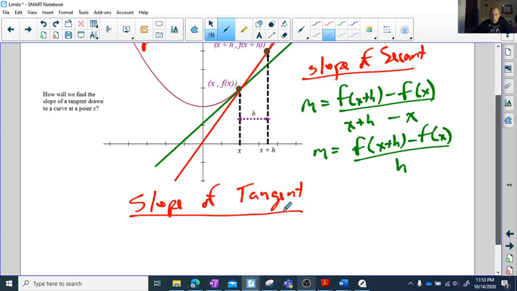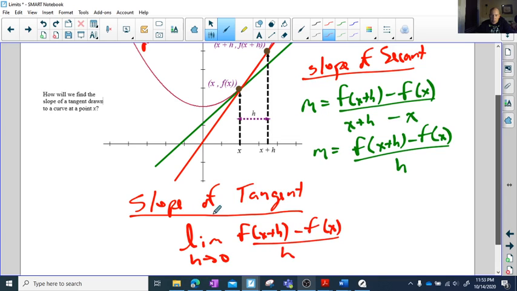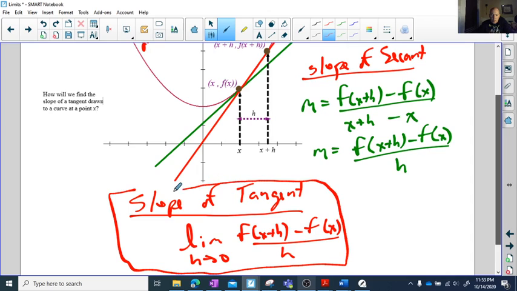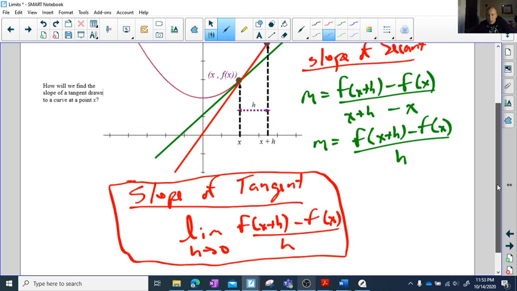Well, I just said to you, what I want to happen is h, the distance between the two, that's what h represents right here. I would want that to become as small as possible. Calculus: the limit as h goes to 0 of f of x plus h, subtract f of x, all divided by h. You will come to find out eventually this is one of the most important formulas in all of calculus.